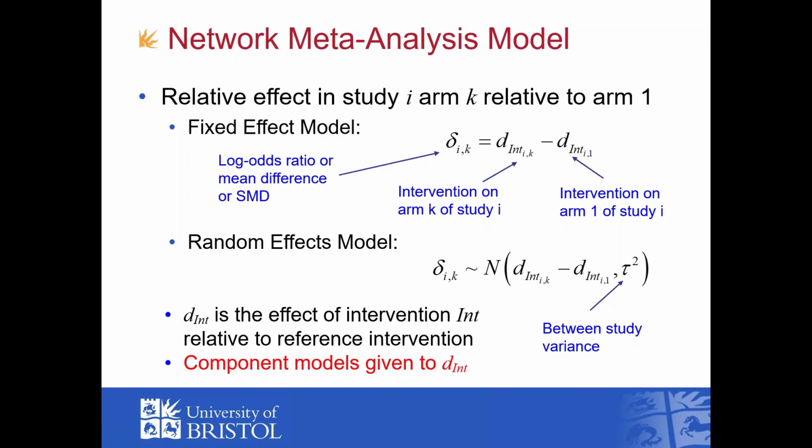Okay, and our component network meta-analysis models are given to these D parameters. So that's the treatment effect of a given intervention compared with usual care.